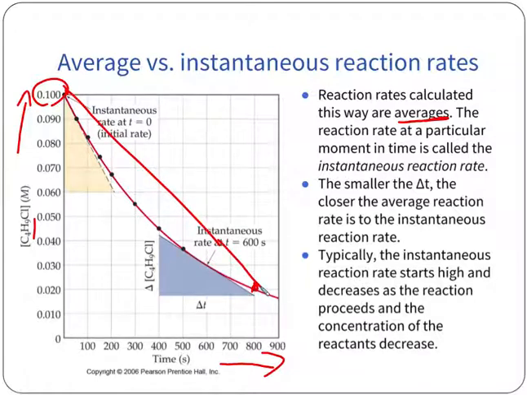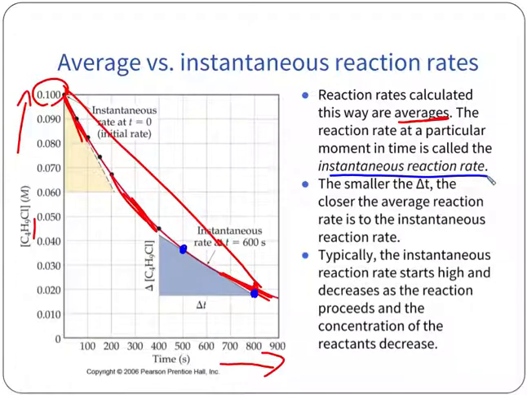In reality, what happens is the reaction rate starts high. In this case, it's got a slope that's pretty steep right here. But as time goes on, that slope gets less steep and less steep and less steep. And so those reaction rates, the slope of this line, the reaction rate at each individual point in time, at this point right here, or the reaction rate at this point right here, is called the instantaneous reaction rate. And so it's basically that reaction rate at a particular moment in time.